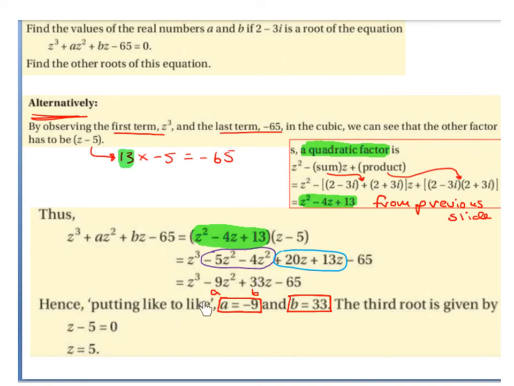Hence, putting like to like, a is equal to minus 9, because obviously we had the a stuck onto the z squared. So if az squared is equal to minus 9z squared, then a is equal to minus 9. And b is equal to 33, because bz is equal to 33z, so b is equal to 33. The third root is given by z minus 5 equals 0, so z is equal to 5.